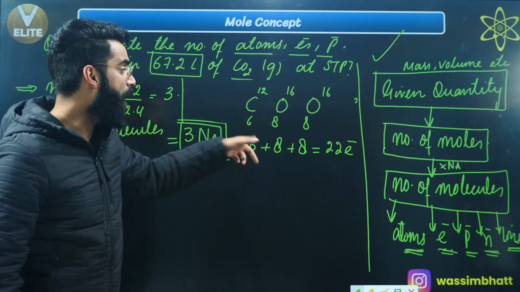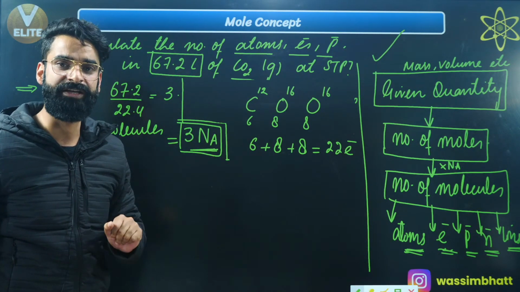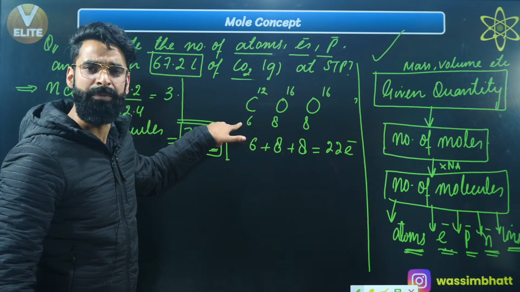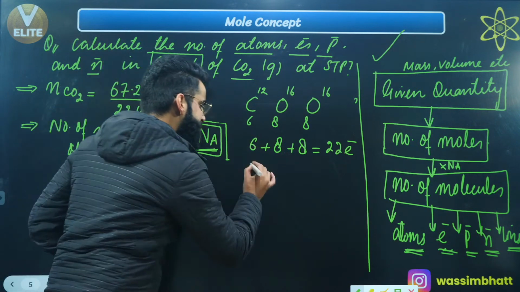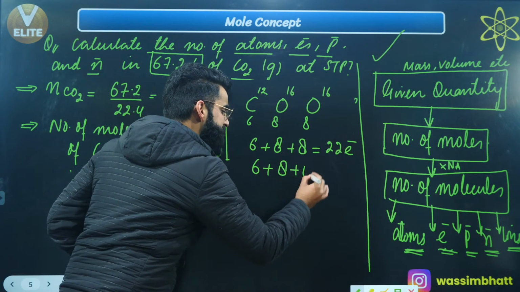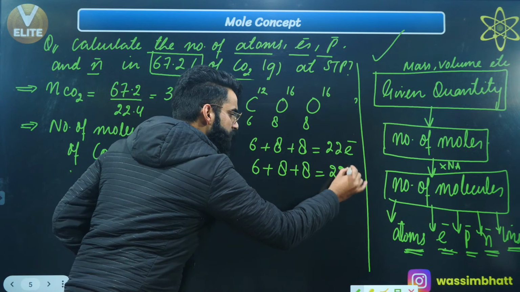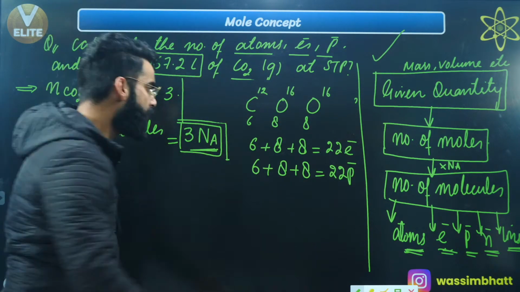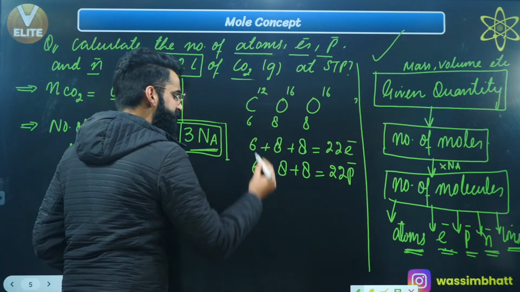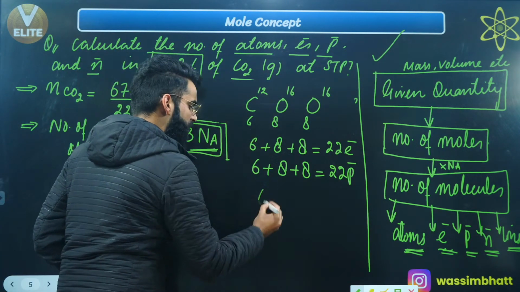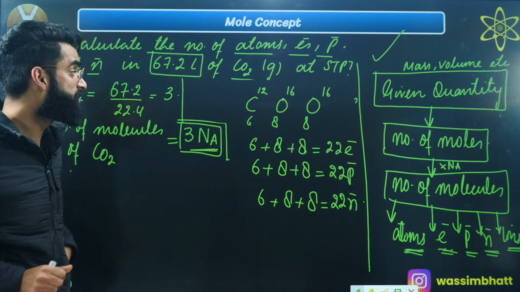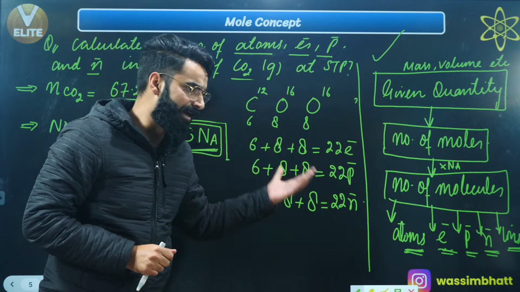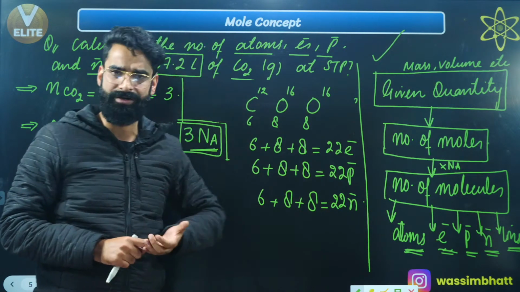If I ask you how many protons are there? Whatever the atomic number is, the same is the number of electrons, and the same is the number of protons, right? So there are 6 protons in carbon, and 8 plus 8 in the oxygen atoms. The value comes out to be 22 protons as well, right? If I ask you how many neutrons, you will say 12 minus 6 comes out to be 6, and 16 minus 8 comes out to be 8 for each oxygen. The value comes out to be 22 neutrons as well. You exactly got to know how many electrons, protons and neutrons are there in one molecule of carbon dioxide, right?